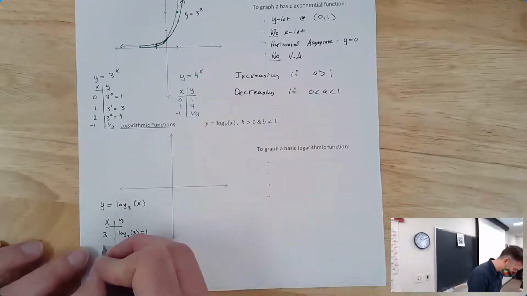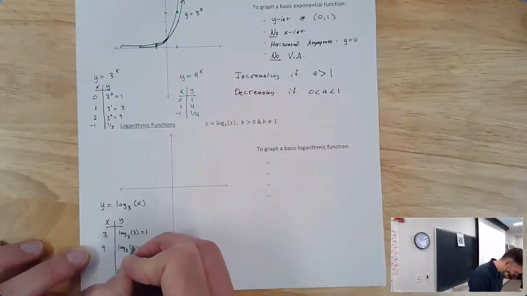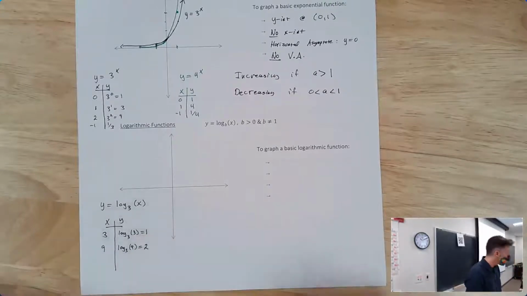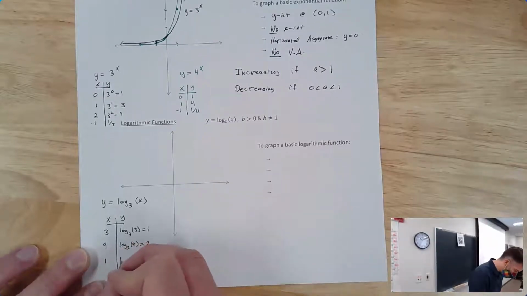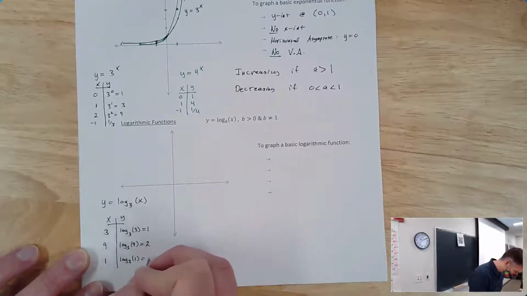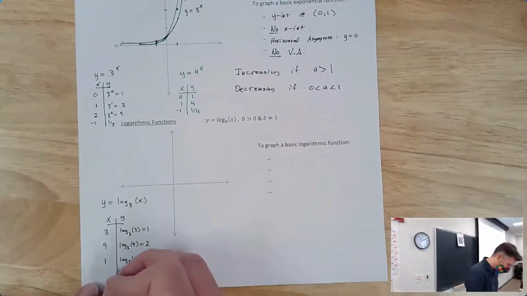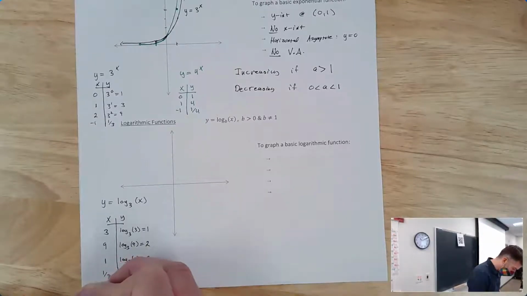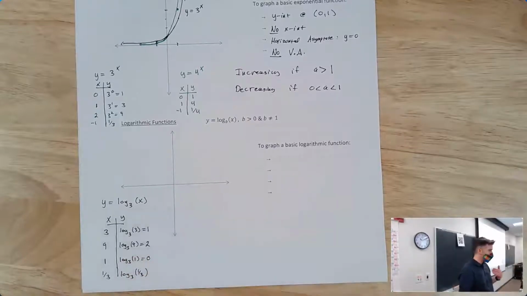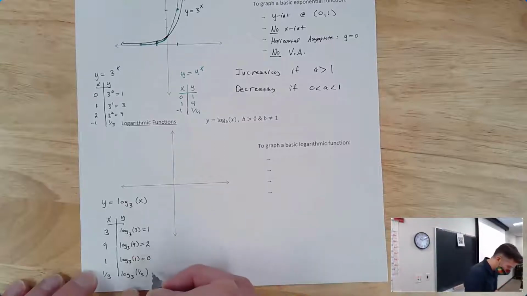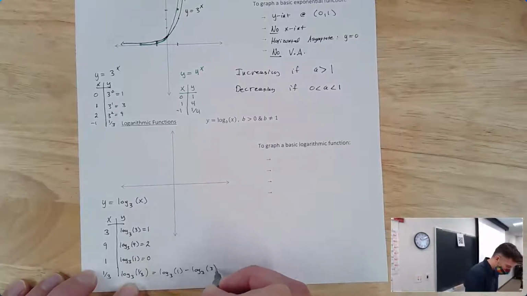And if x were 9, what's log base 3 of 9? 2, because 3 squared is 9. And let's pick a couple more. If x were 1, log base 3 of 1 would be 0. And if x were 1/3, log base 3 of 1/3, you could either just say it's -1, because 3 to the -1 power is 1/3, or you could use your logarithm rules for the log of a quotient. Say that's equal to log base 3 of 1 minus log base 3 of 3. And that's equal to 0 minus 1.